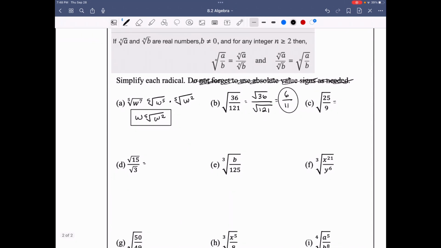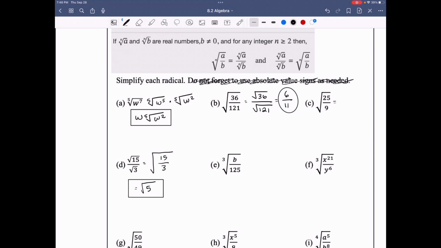For d, it's a little different. We're going to put everything together to simplify it. So 15 divided by 3 can go into one radical, square root, and that simplifies to just the square root of 5. We couldn't simplify it before when it was square root of 15 over square root of 3, so we'll just combine them into one radical, and it's a little more simplified to just be the square root of 5.